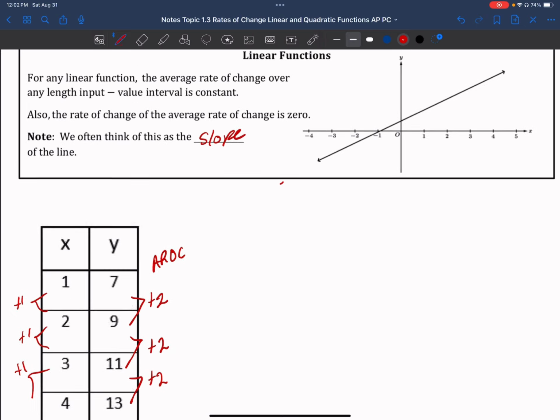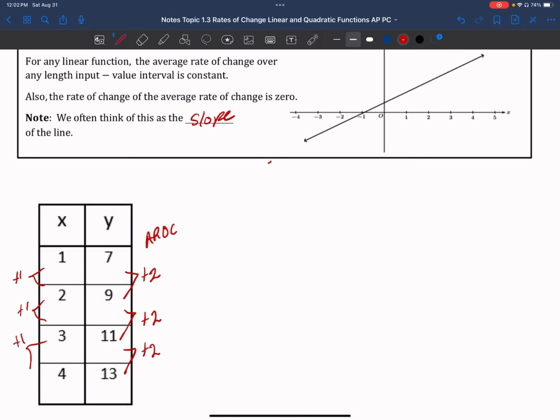If you look at the definition at the top, it's telling you that the average rate of change of a linear function is always going to be constant, meaning it will be the same number. Or you can think of it as there is no change when you're comparing one rate of change to the next one and to the next one. That's what that 0 represents on here.